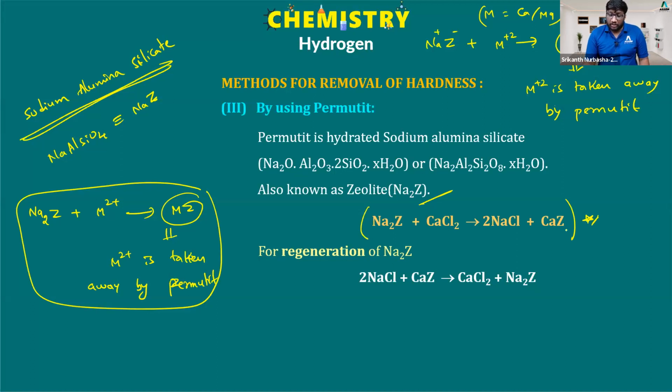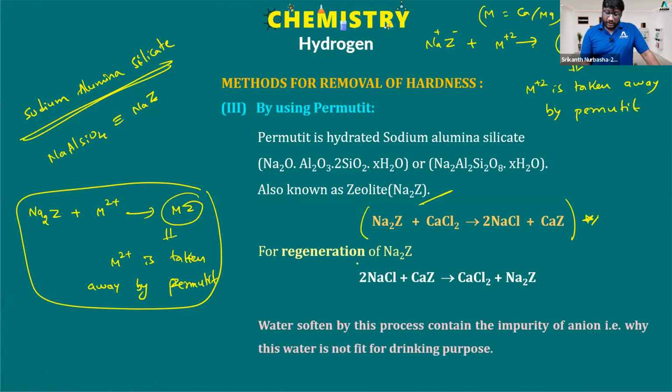But the water softened by this process still contains the impurity of anions, right? Chlorides are there. So that is why it is not used for drinking purposes. It has to be subjected to another technique where the anions are also purified.